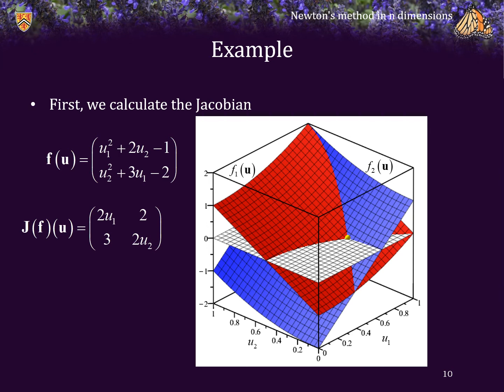To begin, we calculate the Jacobian. The derivative with respect to u1 is 2u1. The derivative with respect to u2 of the first expression is 2. The derivative of the second expression with respect to u1 is 3, and the derivative of the second expression with respect to u2 is 2u2.